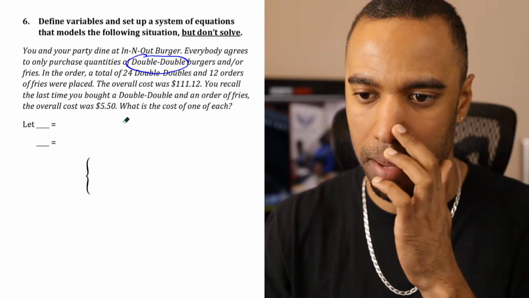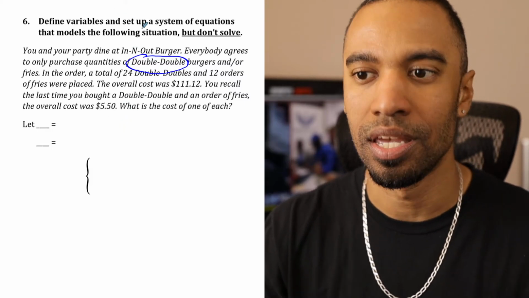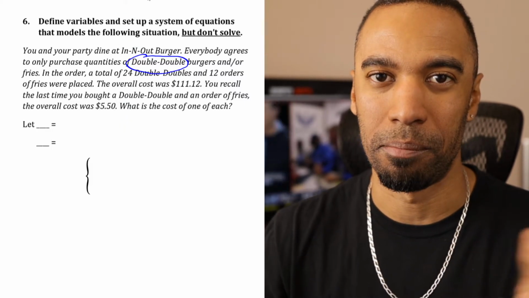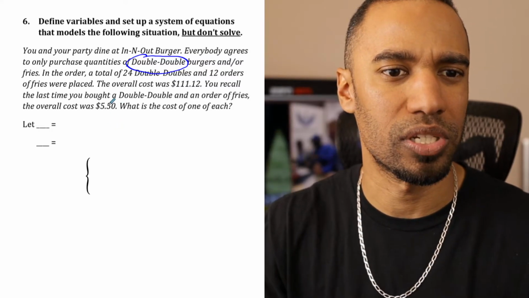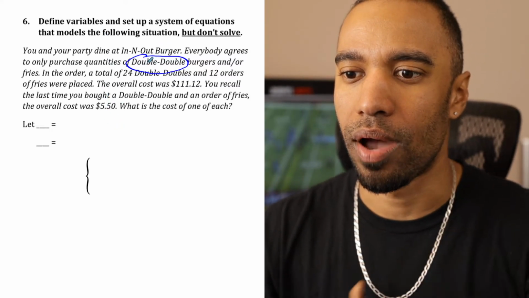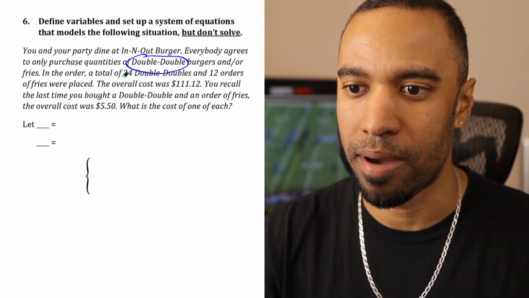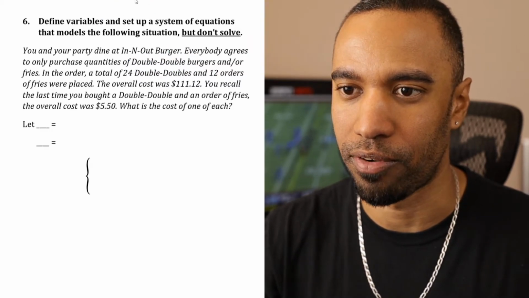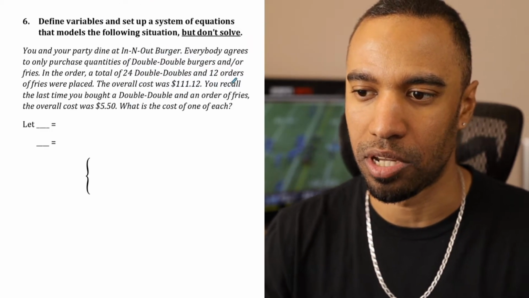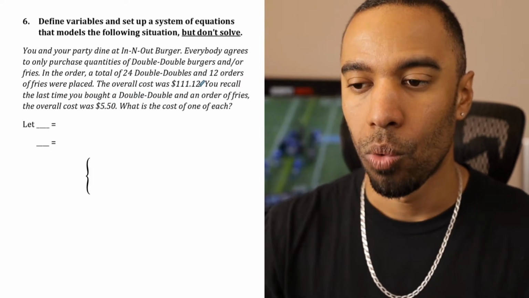Double-double is just the burger type. That means 2 meat, 2 cheese. That's what I had in the original problem, but we were saying more than we had to. So for double-double burgers, we bought 24 of them and 12 orders of fries. The last time, you bought a single double-double and an order of fries, and it was $5.50. What is the cost of one of each?